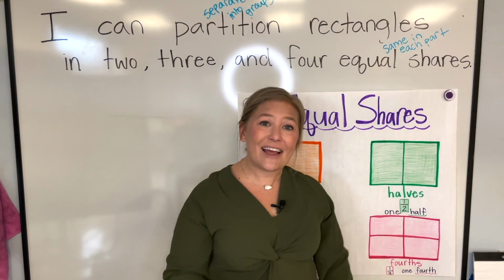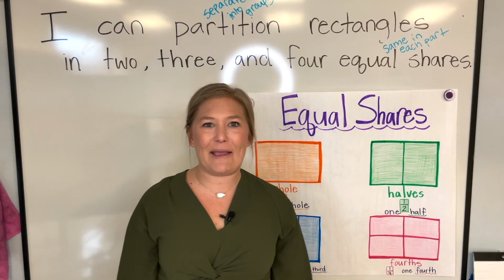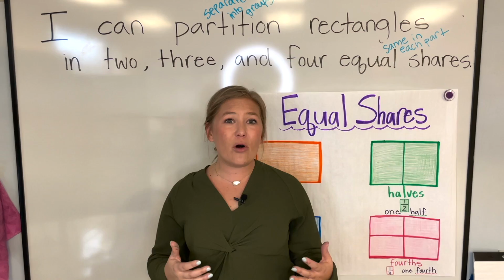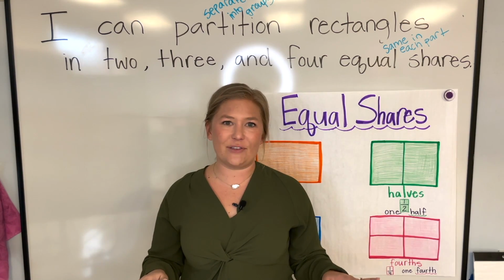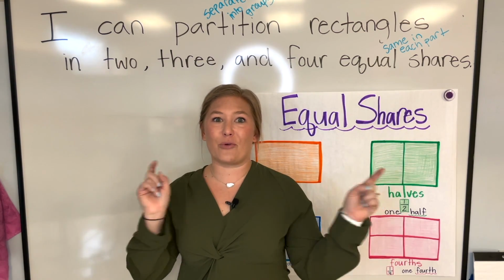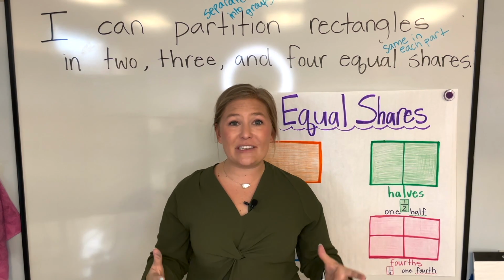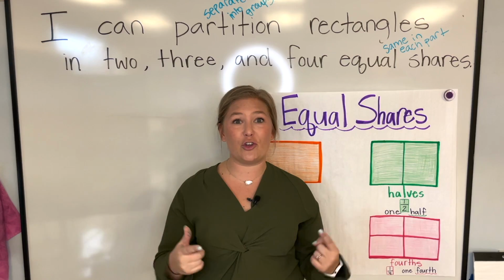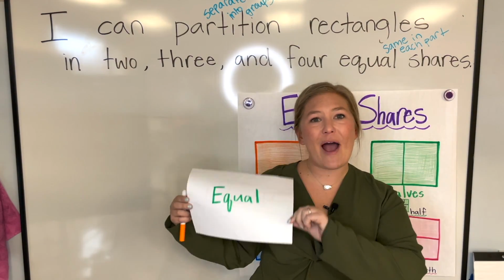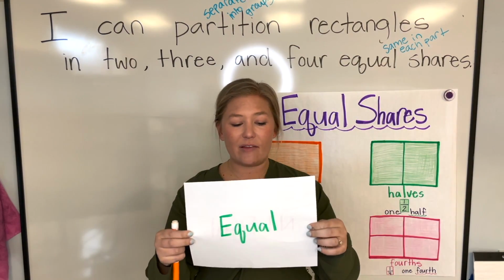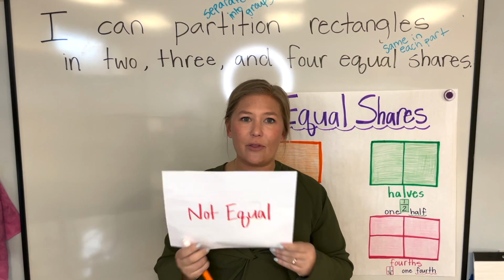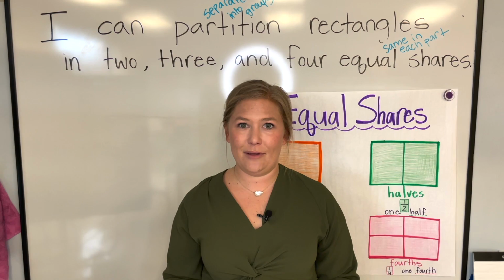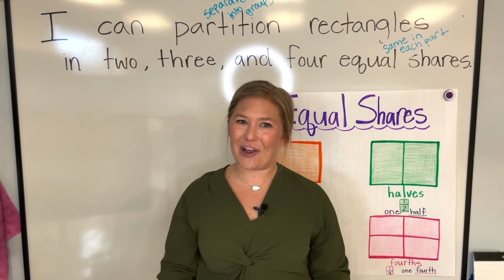All right, nice job. You guys did such a good job at that game. You really knew when something was in equal or not equal shares. All right, now we're gonna really put it to the test here. You're gonna take your piece of paper that says equal and not equal. I'm gonna show you what you're gonna do. So now you have your piece of paper that says equal and not equal that we used for our game earlier. You are going to try and fold it into 3 equal shares.